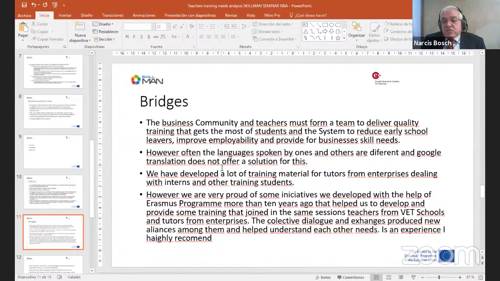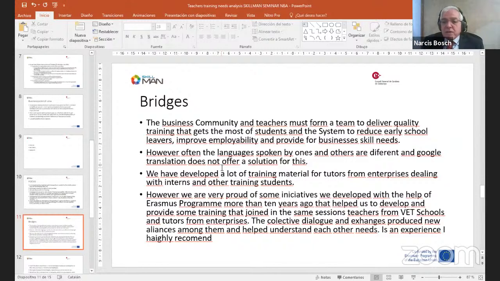Bridges. The business community and teachers must form a team to deliver quality training that gets the most of students and the system to reduce early school leavers, improve employability, and provide for businesses' skill needs. However, often the languages spoken by ones and others are different, and Google Translate doesn't offer a solution for this. We have developed a lot of training material for tutors from enterprises dealing with interns and other training students. But this is not all.